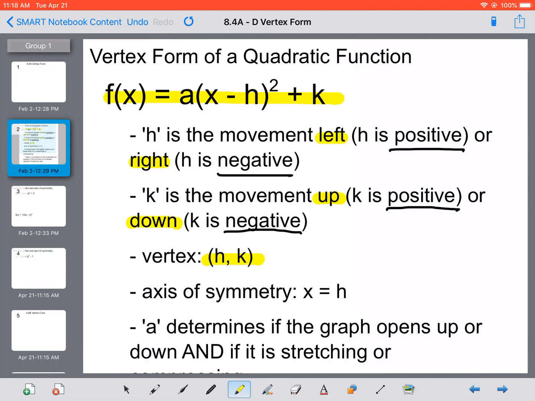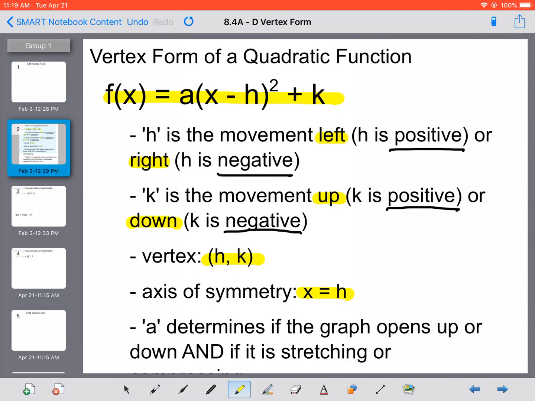And then your axis of symmetry, if you recall from earlier, is the x value of our vertex. So our x value of the vertex is the H, which means our axis of symmetry is x equals H, whatever H is.